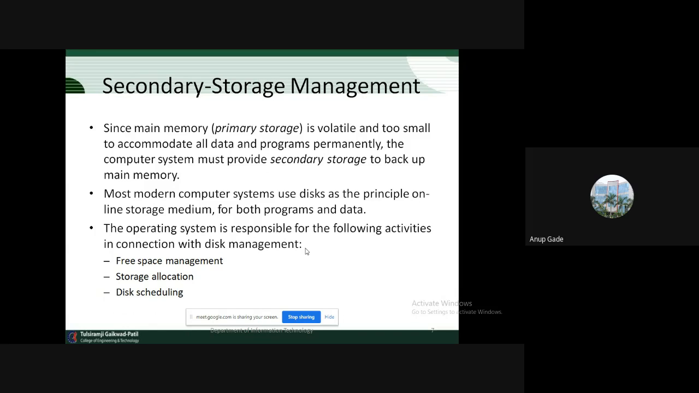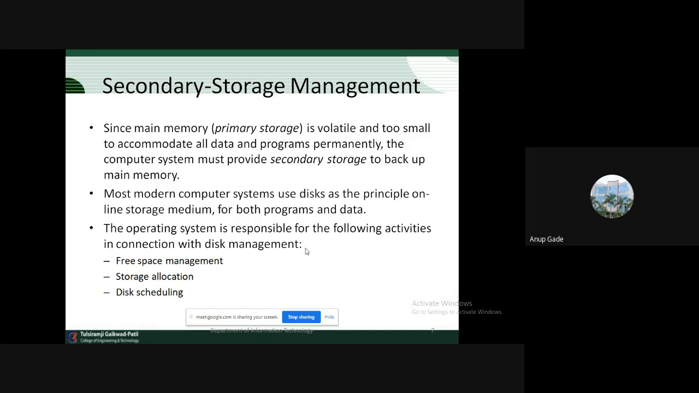Then let us talk about secondary storage management. Your main memory is volatile; main memory can also be called RAM or primary memory. Volatile means temporary storage. Whenever power goes off, everything stored in primary memory will automatically vanish, and it is too small to accommodate all the data and programs permanently. The computer system must provide a secondary storage which should keep a backup of whatever is there in the main memory. So that's why we have a secondary storage which has a huge amount of memory.